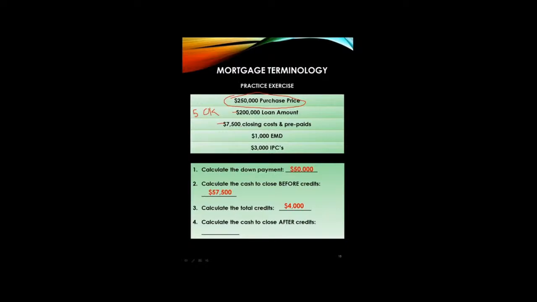Calculate the cash to close after credits. $53,500. So you take the $57,500, the total cash that needs to close, minus the $4,000 credit. That's how we come up with the $53,500.